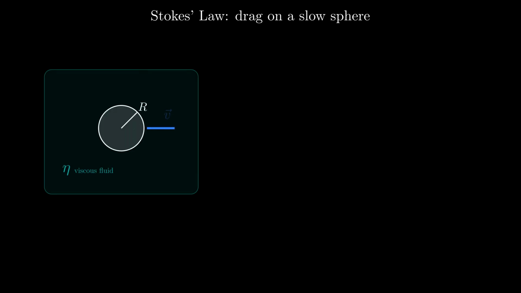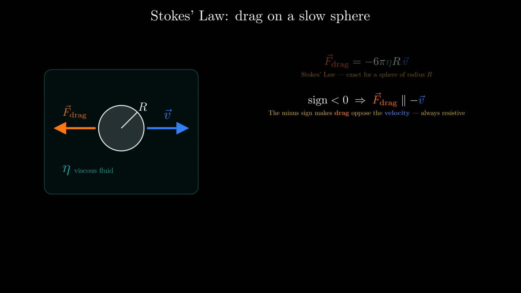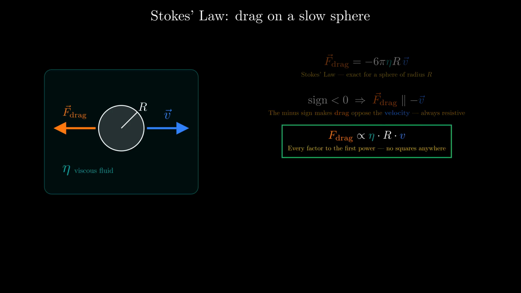For one special shape, a sphere of radius r, fluid mechanics gives the slow speed drag exactly. The drag force equals -6 times pi times the viscosity eta times the radius r times the velocity v. This is Stokes' law. The negative sign means the force points opposite to the velocity, always resisting motion. And notice the structure. The force rises in direct proportion to the radius, to the viscosity, and to the speed. No squares anywhere.